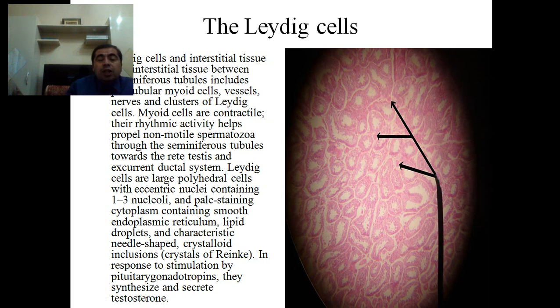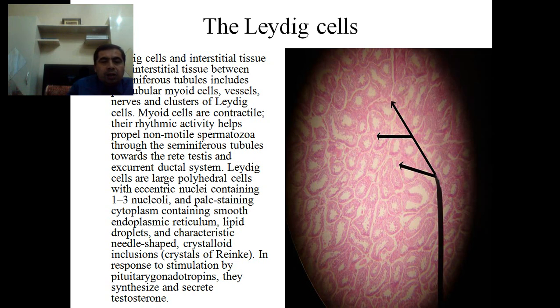The interstitial tissue between the seminiferous tubules includes of course the peritubular myoid cells, the vessels, nerves, and the clusters of the Leydig cells. As in any other place, the myoid cells are contractile. Their rhythmic activity helps propel non-motile spermatozoa through the seminiferous tubules towards the rete testis and the excurrent ductal system.